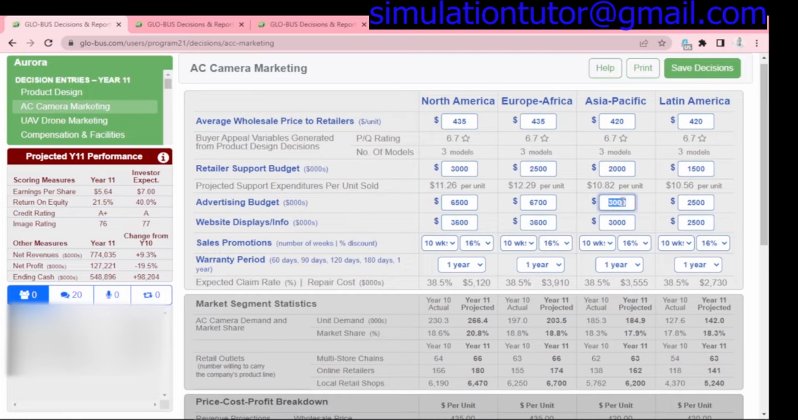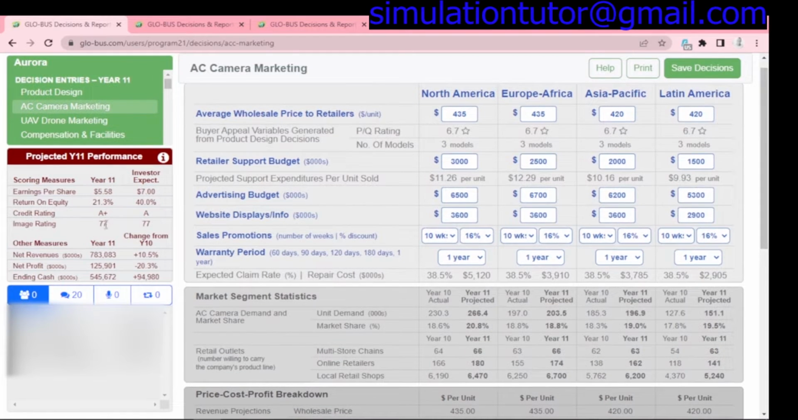For the Asia Pacific, let's do 6200 for advertisement budget, and then I'll do that 600. I think that 600 is a good figure for the website display. For the Latin America market, under the advertisement budget, maybe we can do 5300 and see. So I think 5300 is fine. While for the website display, I'll do 2900. So 2900, I think that's a good figure also.